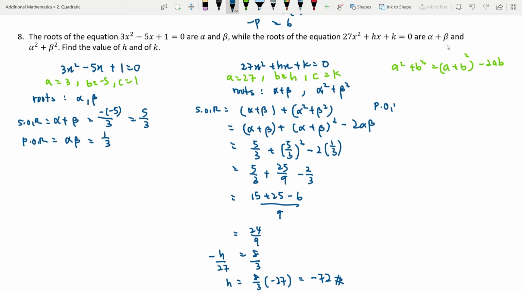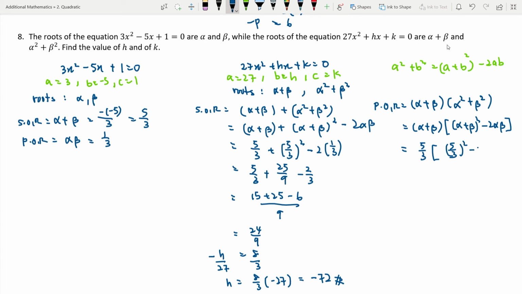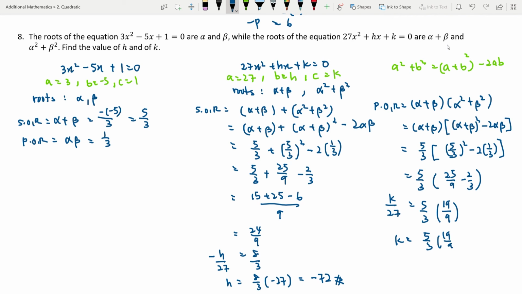Let's find the product of roots. Alpha plus beta multiplied by alpha squared plus beta squared. We get (alpha plus beta) multiplied by ((alpha plus beta)² minus 2 alpha beta). We substitute in the values: 5 over 3 multiplied by ((5 over 3)² minus 2 multiplied by 1 over 3). We get 5 over 3 multiplied by (25 over 9 minus 2 over 3), which is 5 over 3 multiplied by 19 over 9. From the equation, our product of roots is c over a, which is k over 27. So therefore, our k will be 5 over 3 multiplied by 19 over 9 multiplied by 27. Therefore, our k is equal to 95.